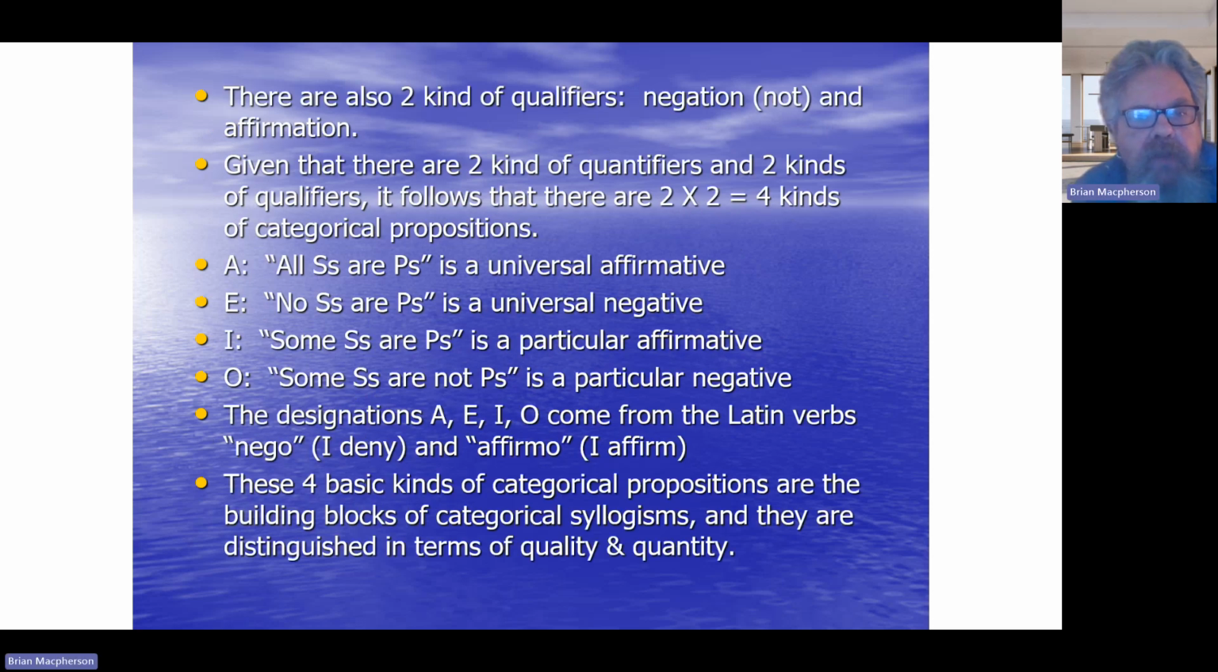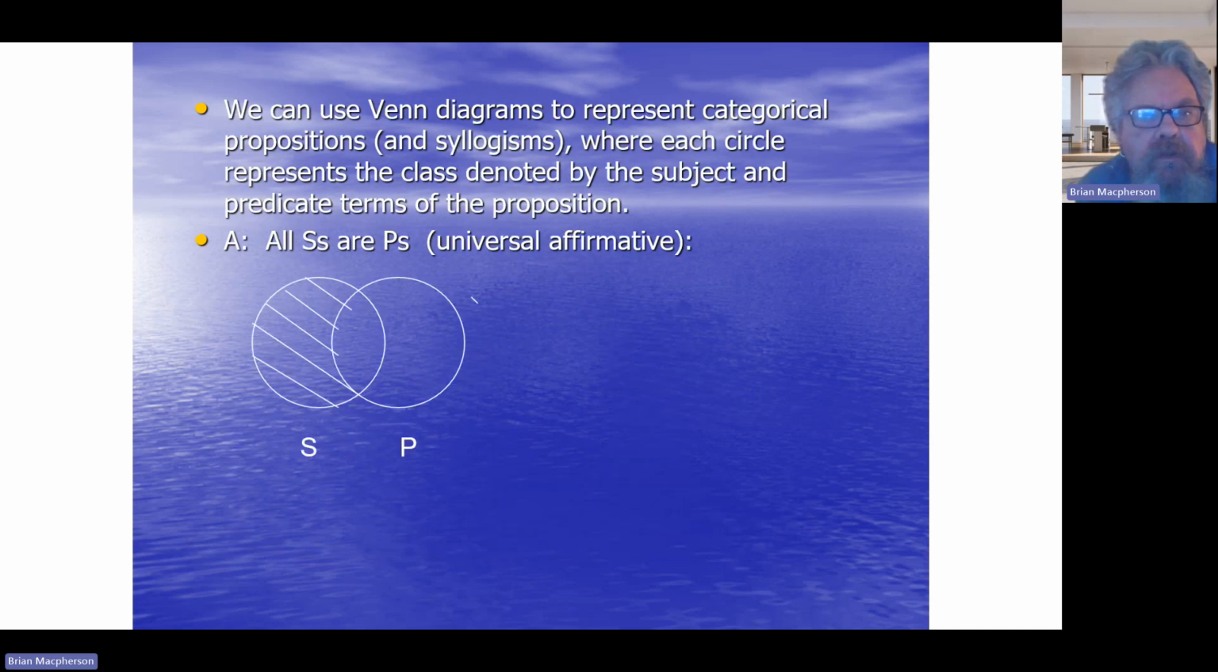Okay, so altogether, as we saw last time, there are four kinds of categorical propositions. All S's are P's is a universal affirmative. No S's are P's is a universal negative. Some S's are P's is a particular affirmative. Some S's are not P's is a particular negative. Those are the four kinds of propositions that make up a categorical syllogism.